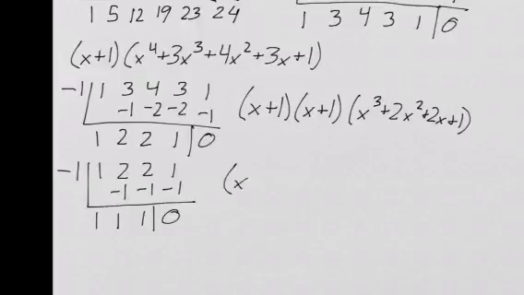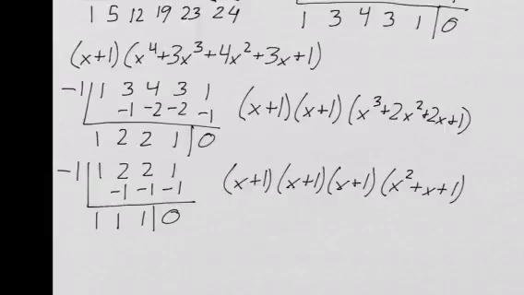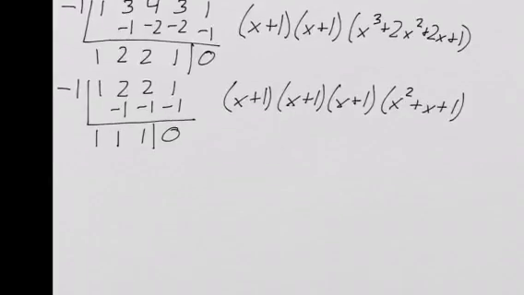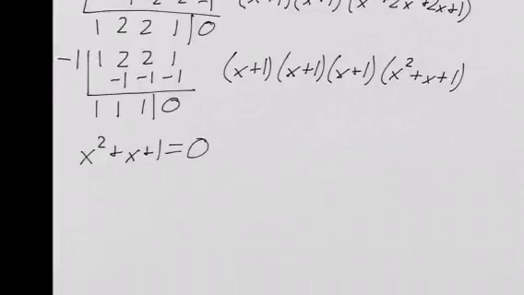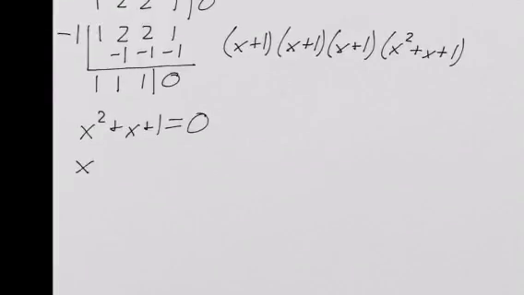So we now have x plus 1 times x plus 1 times x plus 1 times x squared plus x plus 1. I could go ahead and do the same thing again and check negative 1 on this x squared plus x plus 1. Since we have a quadratic, we can find the zeros of that directly. So we'll use the quadratic formula.